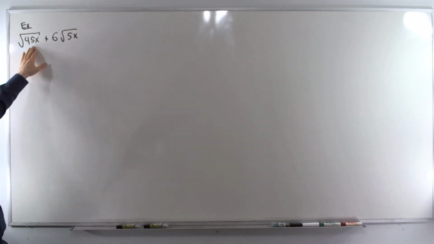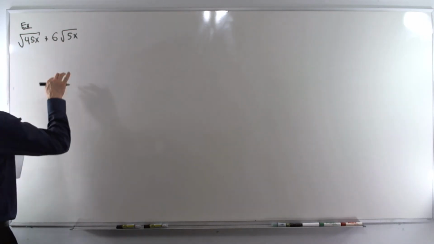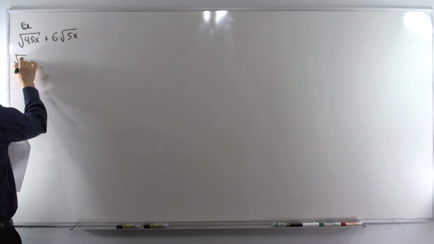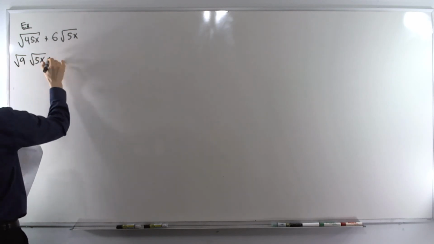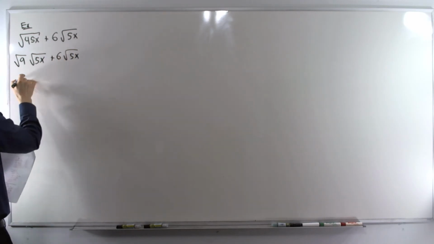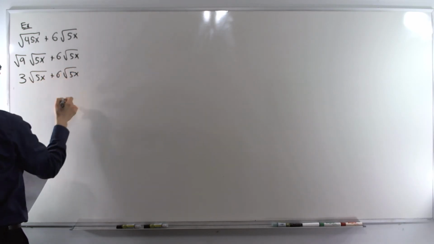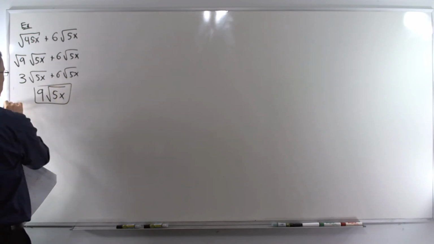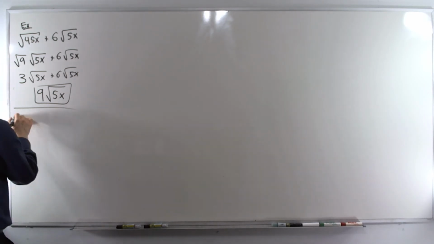So we've got a variable in there, but the variable part's already matched, so we don't really need to worry about them. We want something times 5 over here. That'll be 9 times 5. So we'll break this up into the square root of 9 times the square root of 5x, keeping the 5x matching here, plus 6 square roots of 5x. All right, this turns into 3, so we get 3 square roots of 5x plus 6 square roots of 5x. Add them together, and we get 9 times the square root of 5x. Your turn, number 4.